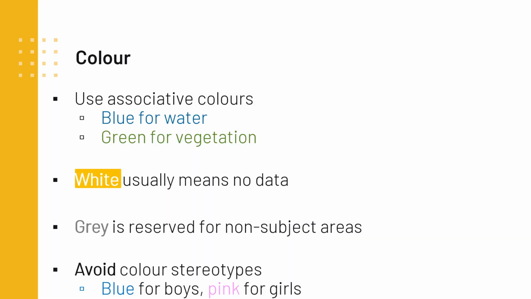So again, when you're using color on your map, use associative colors. Blue for water, green for vegetation. If you see an area in white on a map, it typically means no data. Gray is reserved for non-subject areas. So for instance, if you're doing a map of Nova Scotia, then maybe New Brunswick would be shown in gray, or maybe PEI in New Brunswick if that's shown as part of your map. Typically, you'll want to avoid stereotypes, as some people can find that very hurtful. Blue for boys, pink for girls, for example.